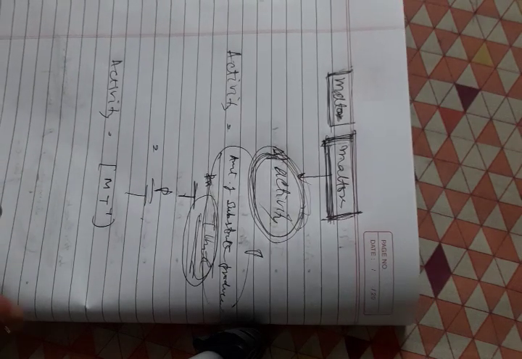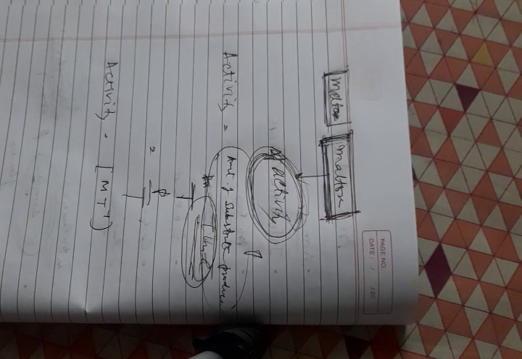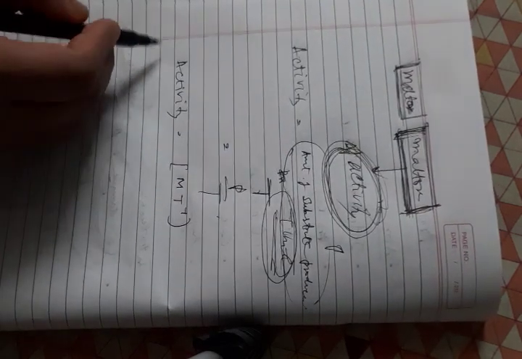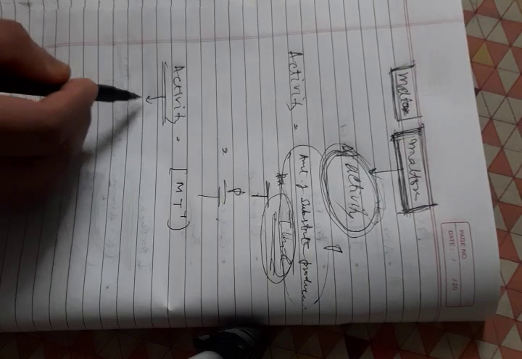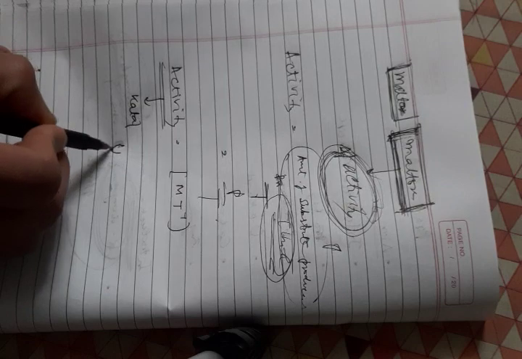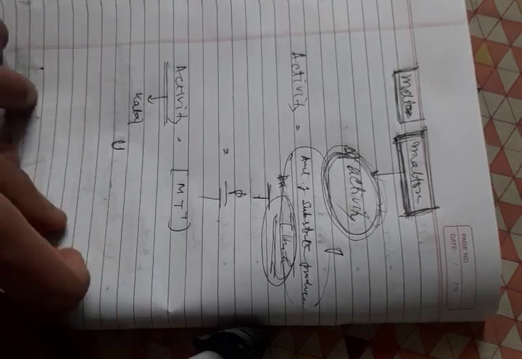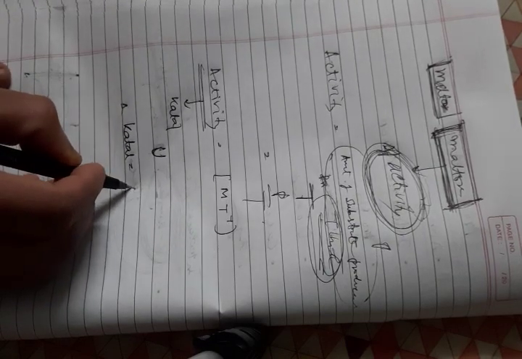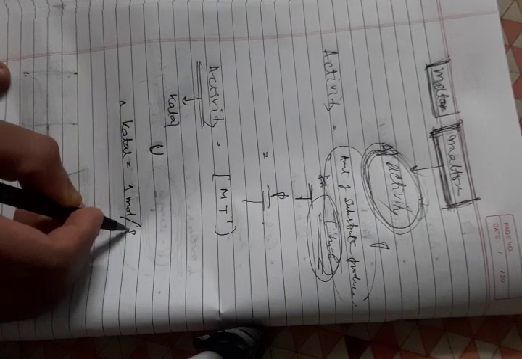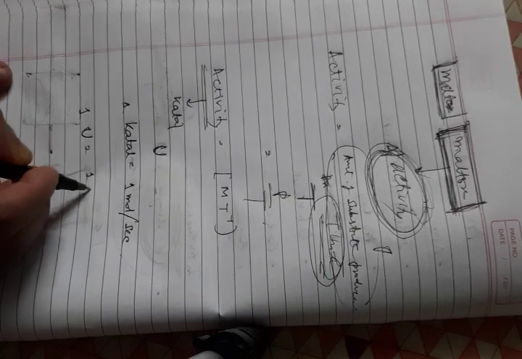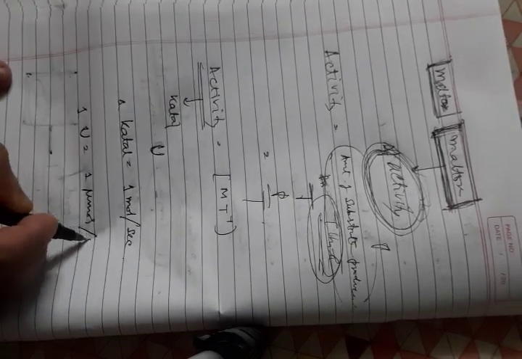And this enzyme activity has many units. One is katal and one is U. Well, one katal is equal to 1 mole per second, okay, and one U is equal to 1 micromole per minute, okay.